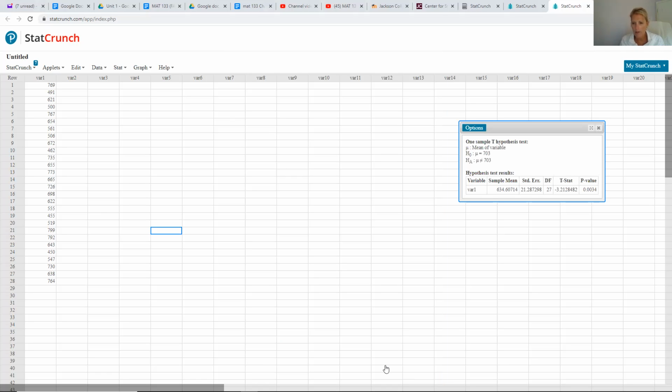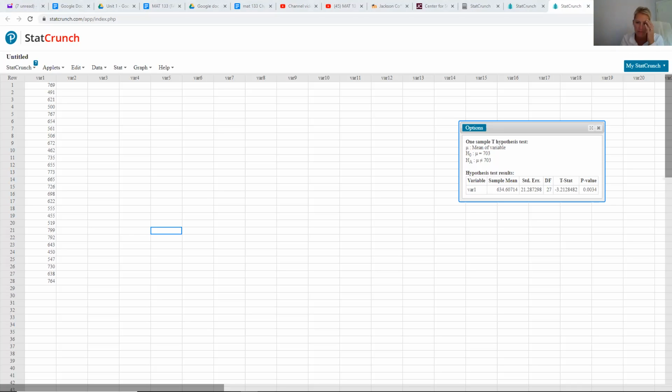And there is our test statistic. You can see all that right there: our test statistic, our degrees of freedom is 27 because we had an n equal to 28, and then our p-value. We do want to write down our sample mean and standard error so we can write that in our formula. Our sample mean is 634.61 minus 703, and the whole denominator, the standard error, is 21.29. And our p-value is 0.0034. So let's go back to our course pack to make sure that we all have the same bits of information written down in our paper.